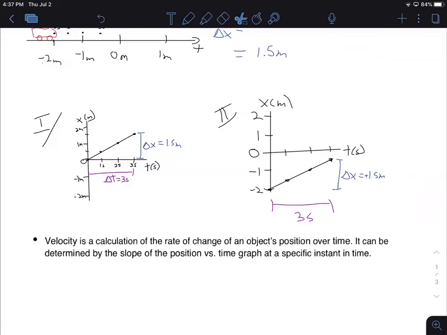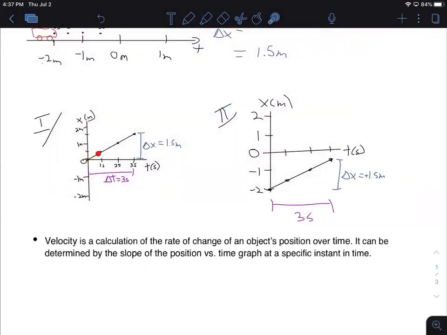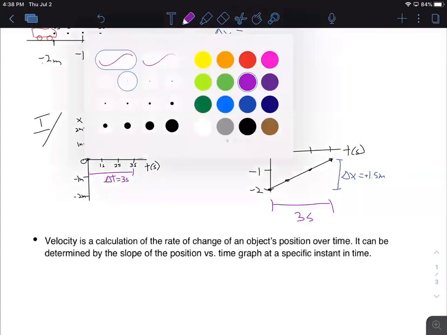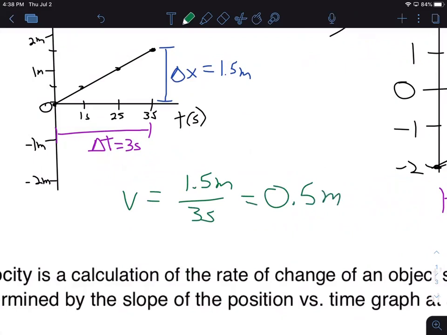So here's that definition for you. It's a calculation of the rate of change, and we're going to calculate it by just using, in this situation where the buggy is going at a constant velocity, where this slope is the same everywhere, right? This is a straight line, it's not curved, it's not a quadratic or anything. So the slope stays the same. It's the same change in position over change in time everywhere. So that makes it very easy to calculate. We're just going to do the rise over the run. So our velocity, which we represent with the letter V, we can do 1.5 meters over 3 seconds, 0.5 meters per second.